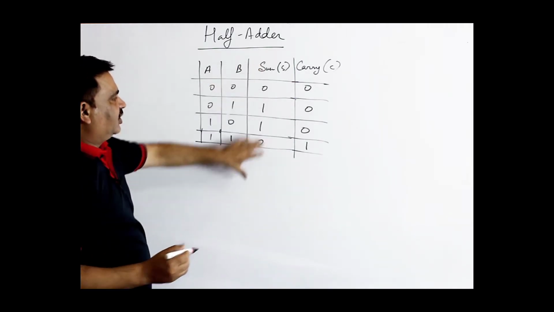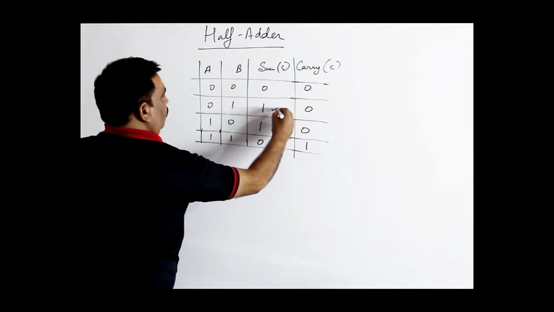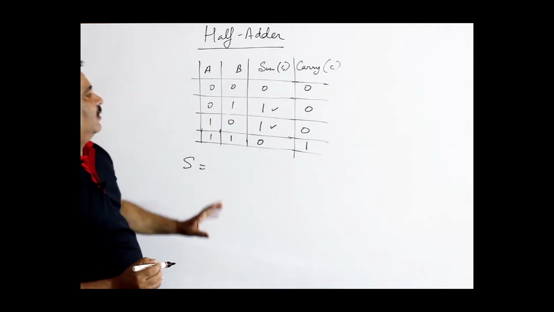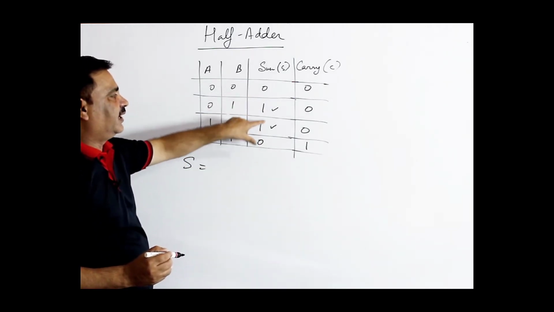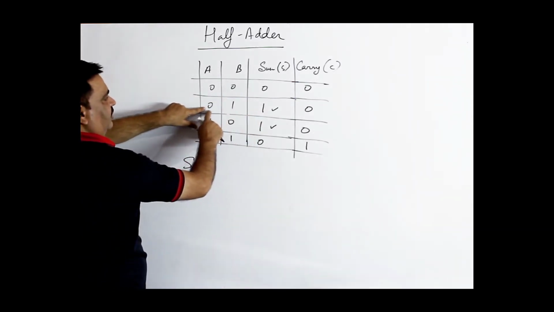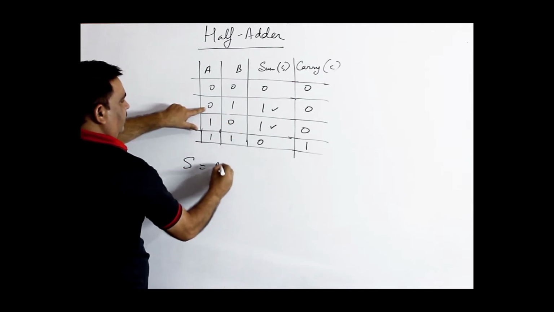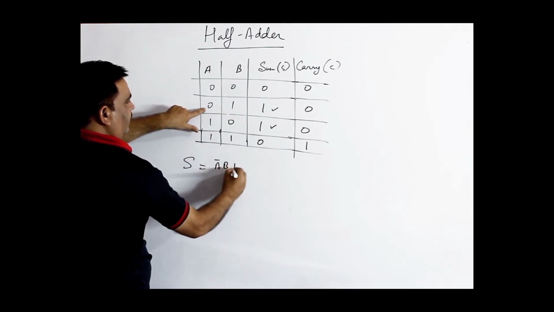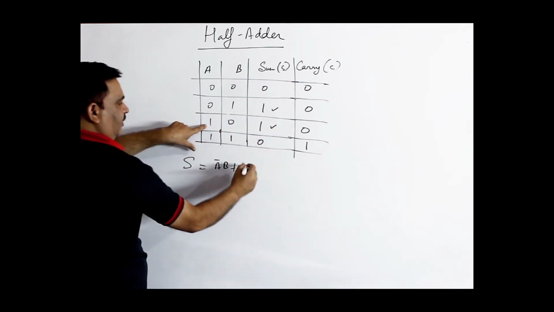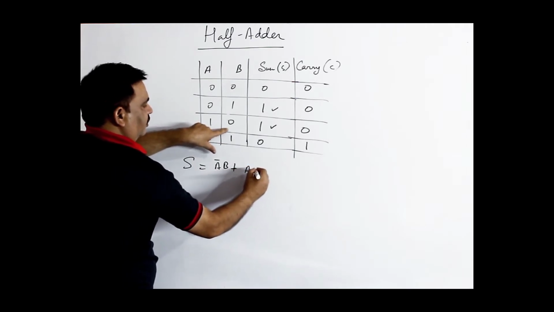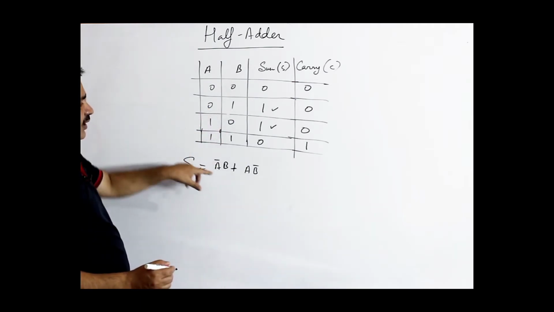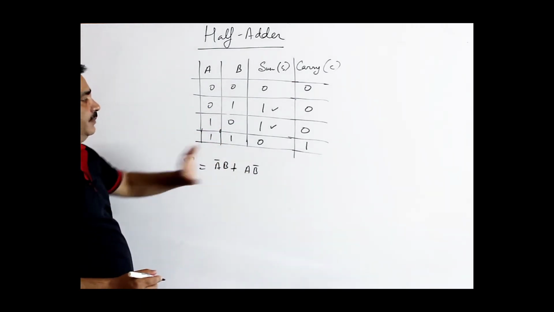Now, in the sum expression S, you can see there are 2 outputs where 1 is there. Now, you have to write the minterms for this expression. You can see 0 and 1. 0 means A complement and B is 1 for the first one. For the second one, see the inputs A and B. A is 1, write A, and B is 0, so write B complement. For 0, write complements, and for 1, you write uncomplemented terms. So, this is the expression for sum.